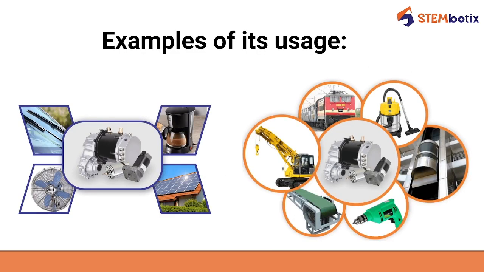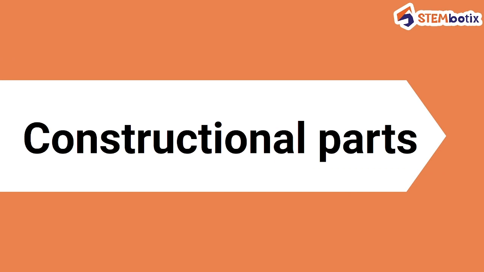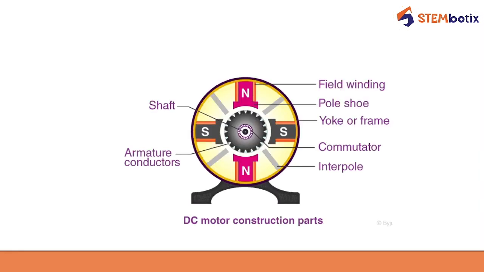Now, you can see these are the examples where DC motors are used: in a coffee machine, in solar rooftops, in a table fan, in the wipers of a car, in cranes, in trains, in this wiping machine, in elevators or lifts, in a drilling machine, and this kind of rolling machine. These are the day-to-day life examples of a DC motor. Now let's see the working principle of a DC motor. Let's first see its constructional parts, that is, which parts are there in a DC motor.